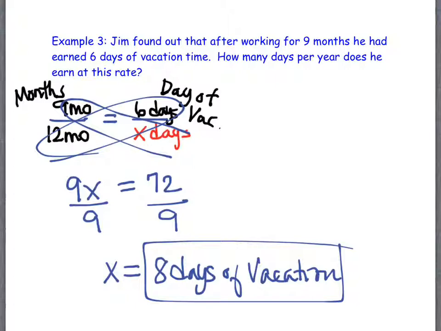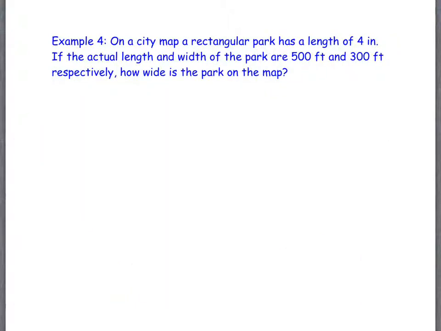All right. Okay, I'm going to do one more, and then we're going to do some group work. All right. On a city map, a rectangular park has a length of 4 inches. If the actual length and width of the park are 500 feet and 300 feet respectively, how wide is the park on the map?